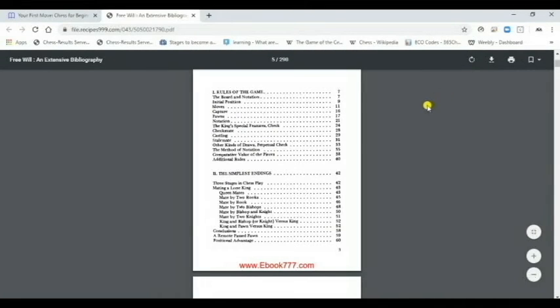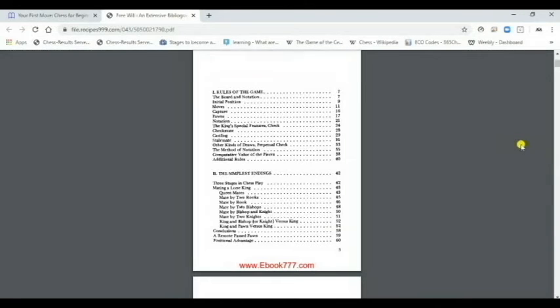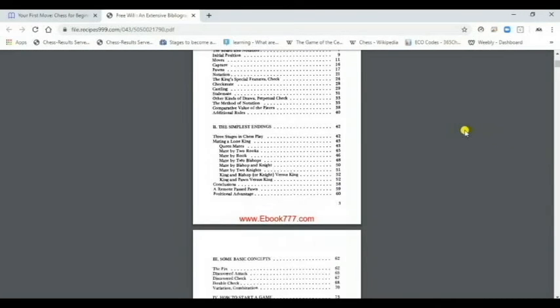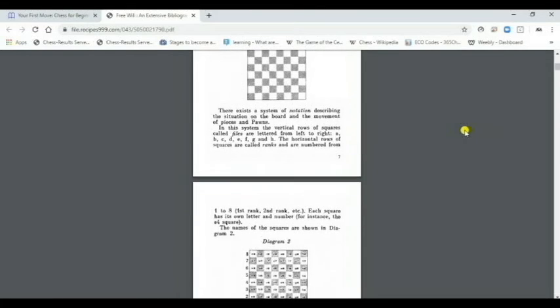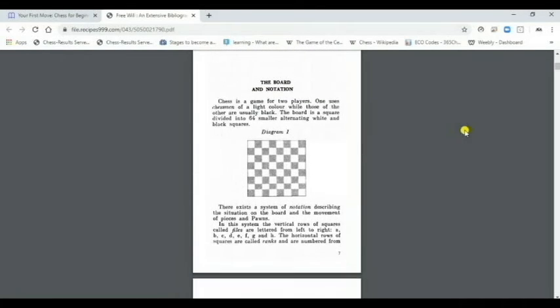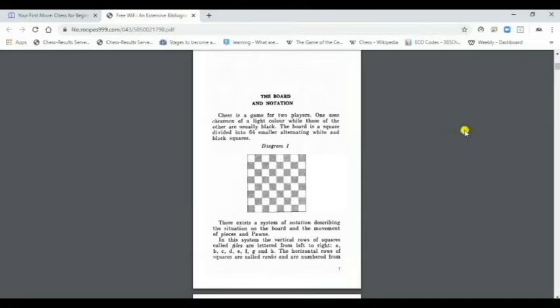So once you get this book, how do you practice with it? Just go through the book. You need to have a chessboard. Simply having the book, you will not understand. You need to have a chessboard, and you need to know how to read a chess book.